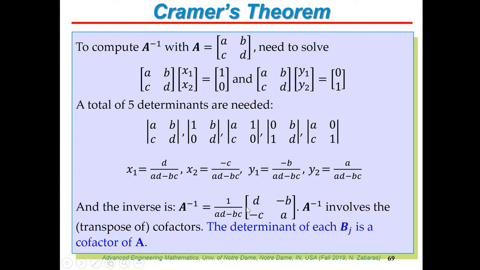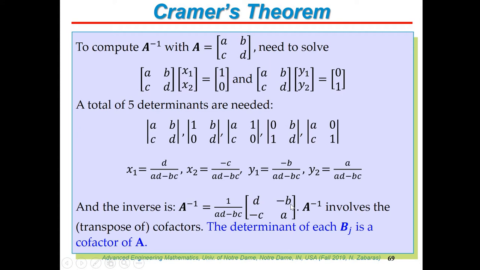What I want you to notice is the following. So this is 1 over the determinant. Okay, that's nice. So what is D? If you look at D, it's really the cofactor corresponding to element A, because if you eliminate row 1 and column 1, you get D. Similarly, A is the cofactor of element D. If you eliminate row 2 and column 2, you get A.